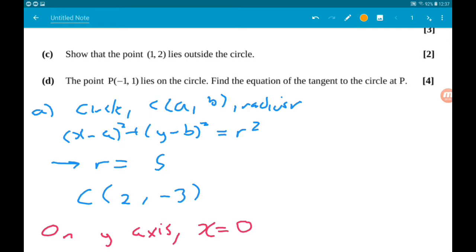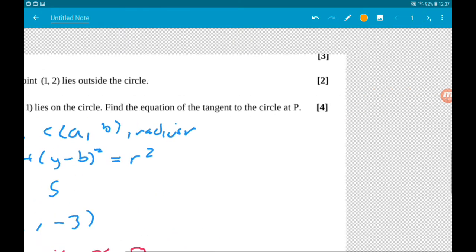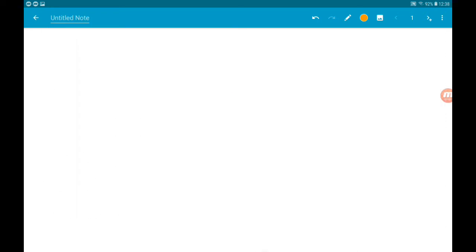So, our centre is 2, minus 3. And this point has coordinates 1, 2. So that's to the left and up. Let's call it, I don't know, A. Why not?